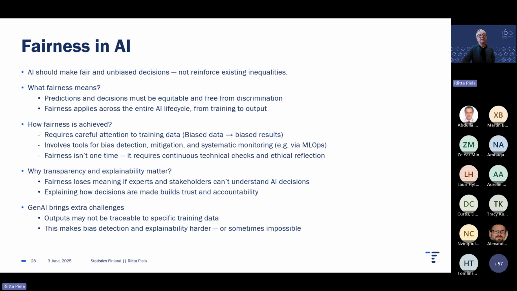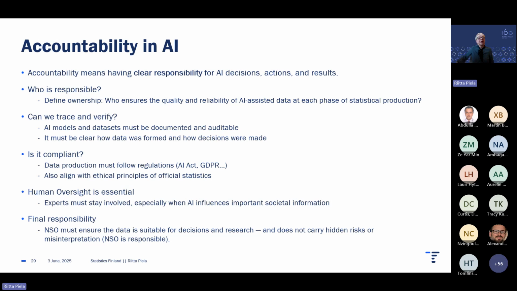And again, generative AI brings really big extra challenges. The outputs generative AI makes are not always very traceable, and not traceable to specific training data. Although there are open access models, it's impossible to go through all the data that has been used in training the model. That makes bias detection and explainability really hard, and I would say it's quite often even impossible with generative AI. Accountability means that we have clear responsibility for decisions AI makes. Who is responsible? We have to define ownership. Who ensures the quality and reliability of AI-assisted data at each phase of statistical production?